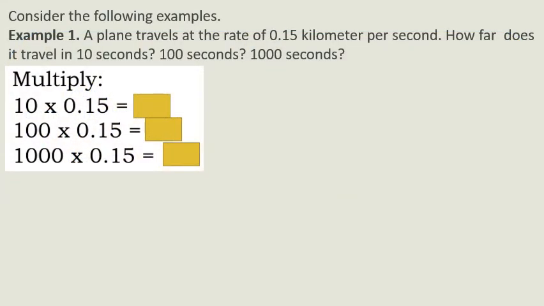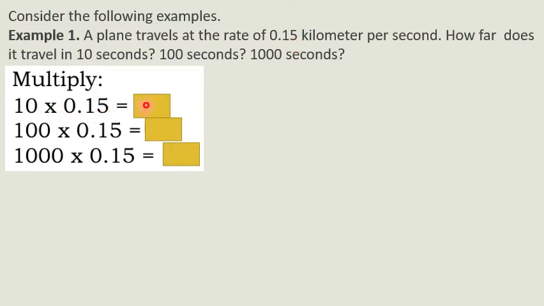Okay, consider the following example. So we have a plane. So a plane travels at the rate of 1500 kilometers per second. How far does it travel in 10 seconds, 100 seconds, and 1000 seconds? So, multiply nyo yung 10 sa 15. So, tatlong sagot ito. Yung tatlong tanong hinahanap dito. So, sa 10 seconds times 15 hundredths, 100 seconds times 15 hundredths, and 1000 seconds times 15 hundredths.